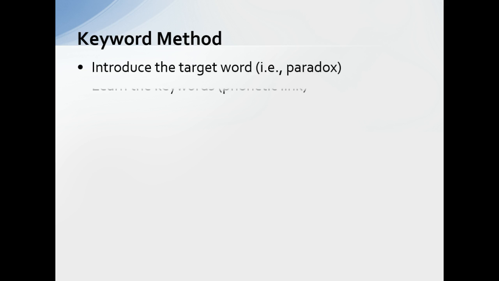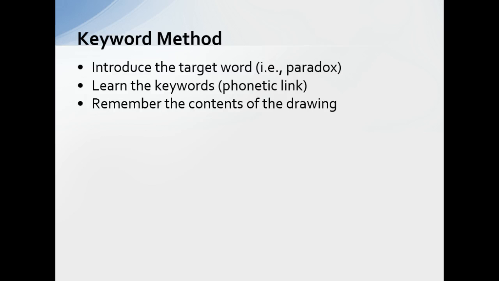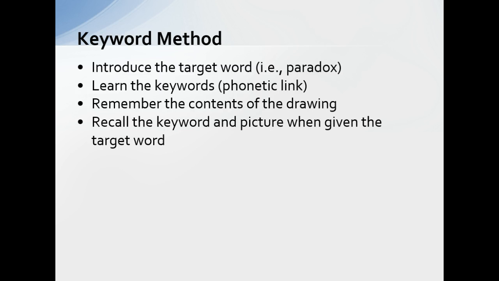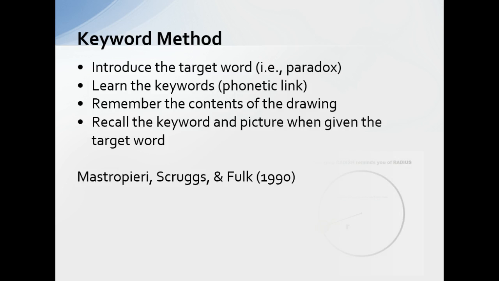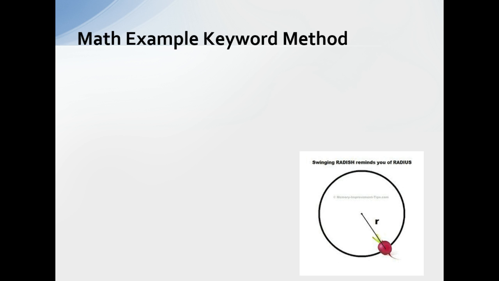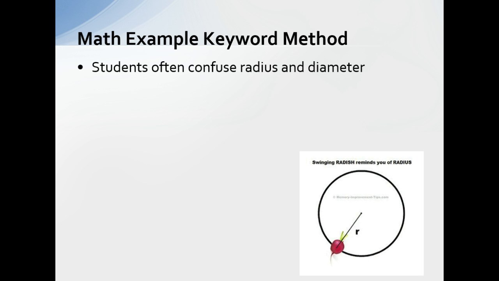Another strategy is the keyword method. In this, we want to introduce the target word or vocabulary word. We want to learn the keyword, the phonetic link, remember the contents of the drawing, and recall the keyword and picture when given the target word. This one's a little hard to grasp, so I have an example for us. This is a math example of the keyword method.